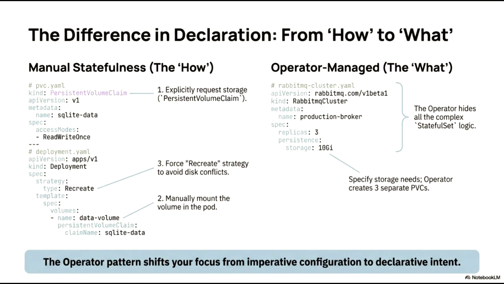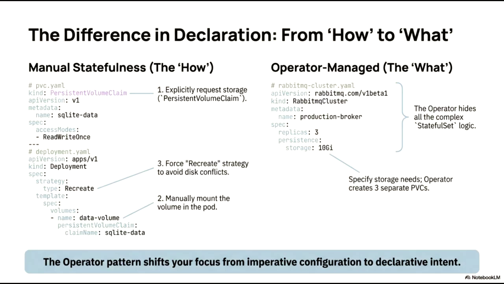Let's examine the fundamental shift in how we manage stateful applications in Kubernetes, moving from the how to the what. On the left, we see manual statefulness. This imperative approach requires us to manage every detail. First, we must explicitly request storage by defining a persistent volume claim. Next, we have to force a recreate update strategy to avoid disk conflicts. And finally, we must manually mount that volume within the pod specification.